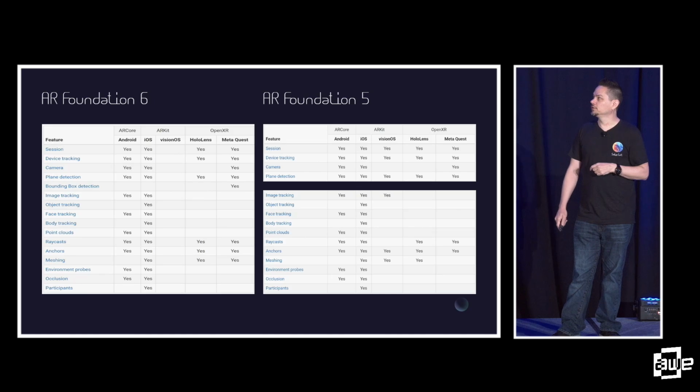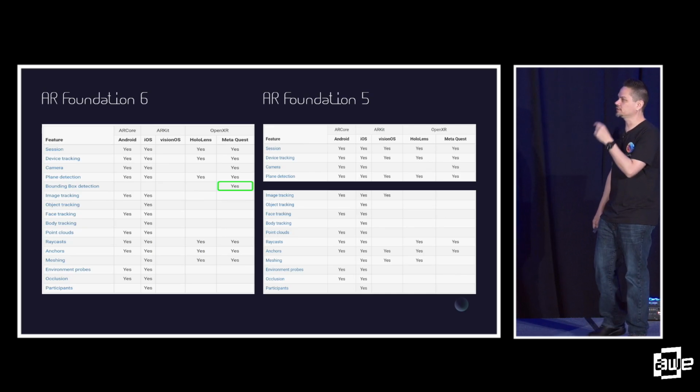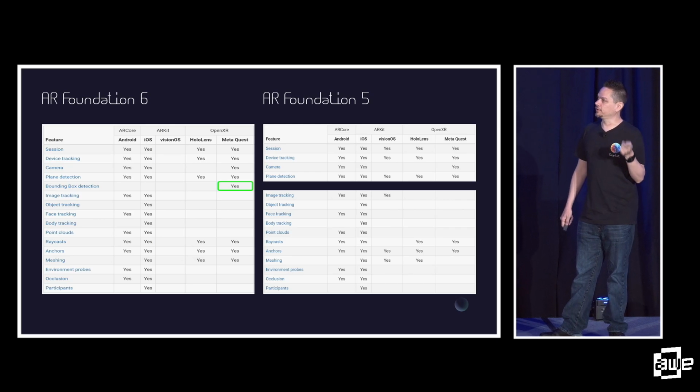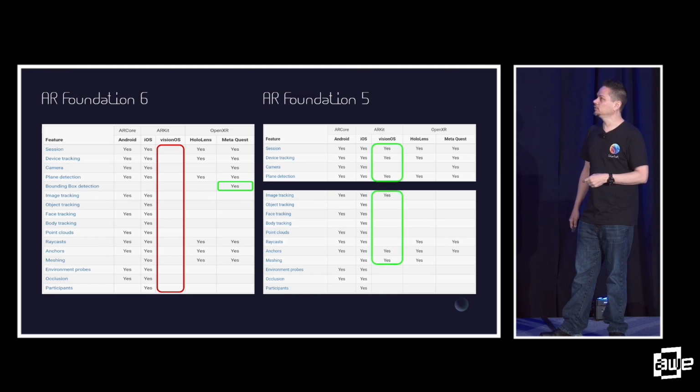So AR Foundation added support for this in 6 for how many devices? For 1. But at least it's a standard in the SDK. Okay, so if I go with AR Foundation 6, I can do bounding box detection on Meta Quest. But interestingly, if I go to AR Foundation 6, what can I do on Vision Pro? All of nothing right now, because Vision Pro doesn't currently support AR Foundation 6. So if I want to use AR Foundation on Vision Pro, I can go with AR Foundation 5, but then there's no bounding box support, right?